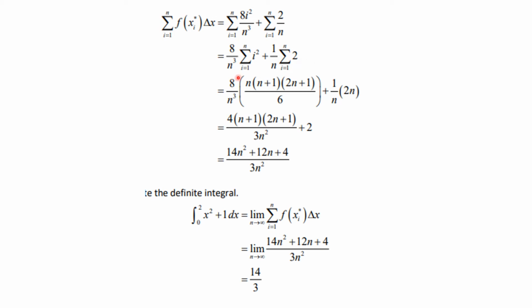So I have this. Now I have 8 over n cubed, and this is one of the formulas that I told you we wanted to know. So there's going to be n times n plus 1 times 2n plus 1 over 6, plus 1 over n times 2n. When I multiply these together, I just get 2. When I multiply these together, I get this in lowest terms. I canceled a 2 between the 6 and the 8, and I get this expression. And that simplifies to this.